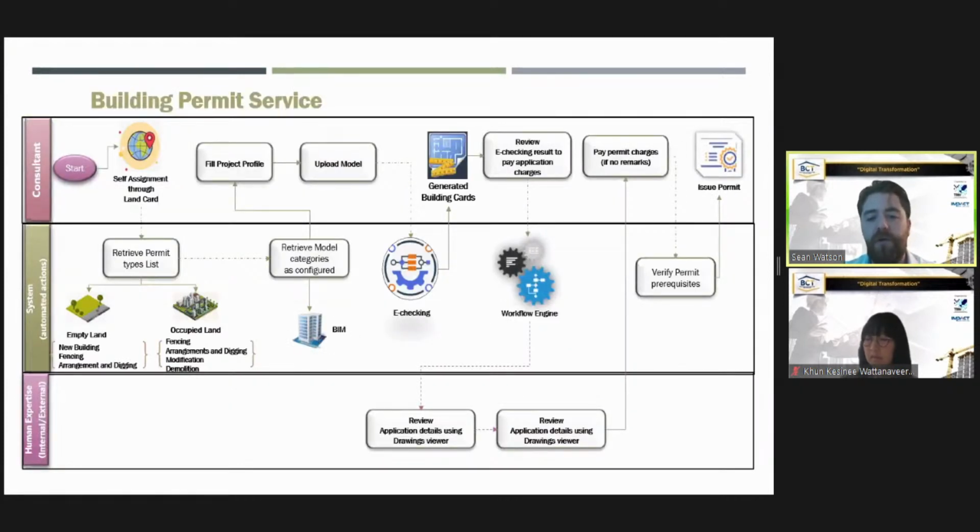And this is just an overall idea of how the new process would work. So the consultant would begin the process by assigning what type of land usage they have, whether it's empty or occupied. The model would contain that as per the classification system. We would then extract the project information from the model. It would update the project profile.